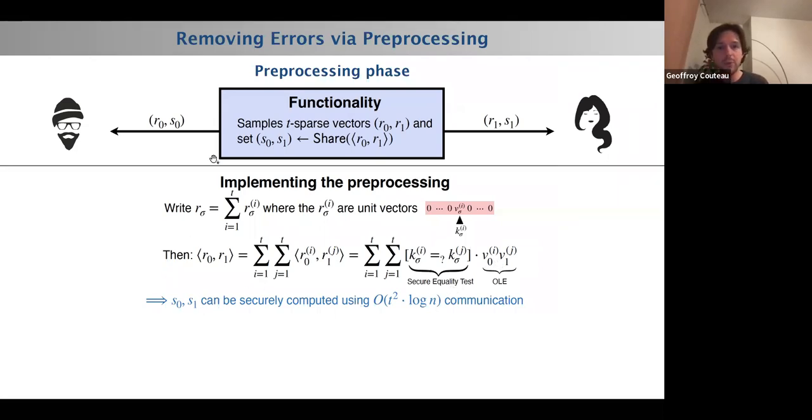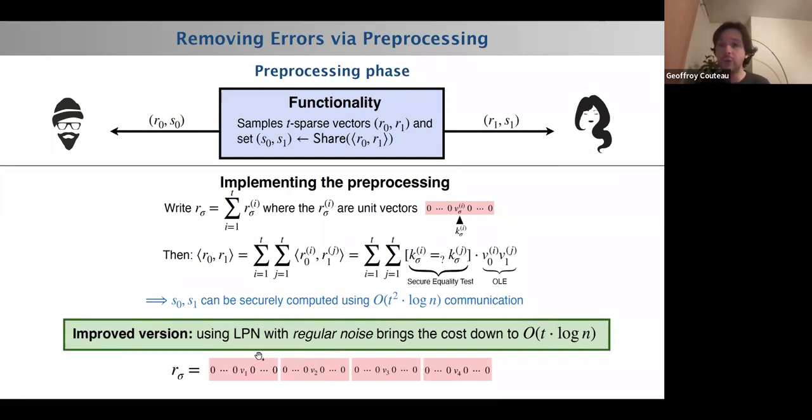So overall, you can compute this functionality using only t² times log n communication when the size of the things are proportional to n. So you gain an exponential factor compared to doing things naively. And actually, if you use a variant of LPN, which is also a standard variant of LPN used in many previous works, which is LPN with regular noise, where the noise is broken in blocks with a noisy coordinate in each block, then you can further bring the cost down to t times log n. So you can shave an additional factor of t and get a truly low communication for this preprocessing.